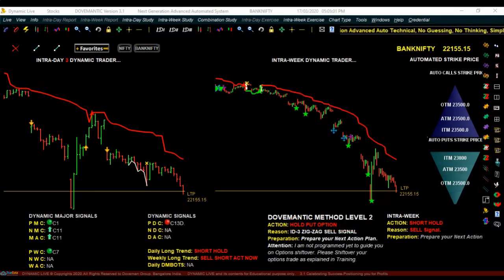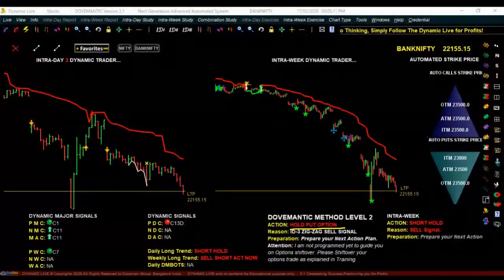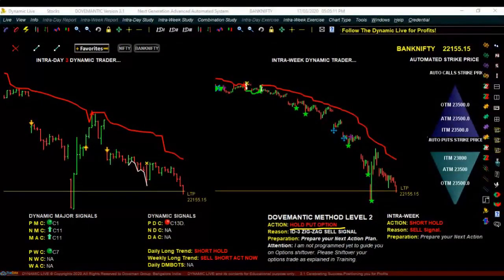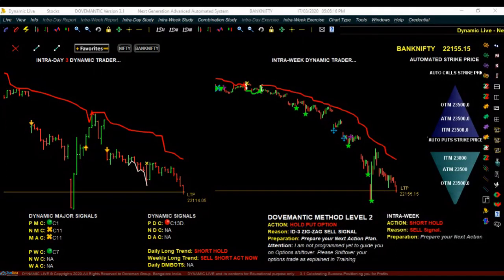Second, it can also tell you Exit Call Option. It means whatever call option you have bought, you are supposed to exit it. In between, it will tell you Hold Call Option. It means just simply hold your position. Don't panic. Don't do anything extra. Just simply wait. Similarly, if the Dynamic Live intelligence feels that the price is going to go down, then in the action it will be written as Buy Put Option Now.